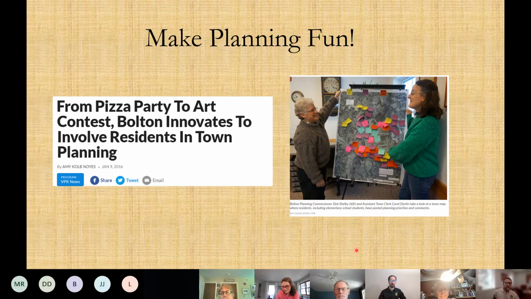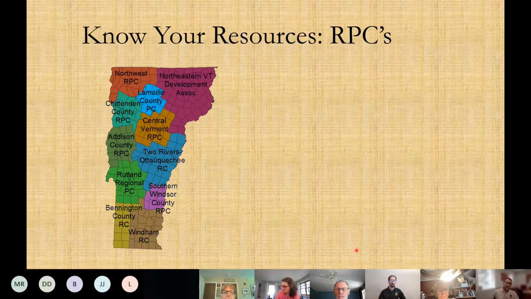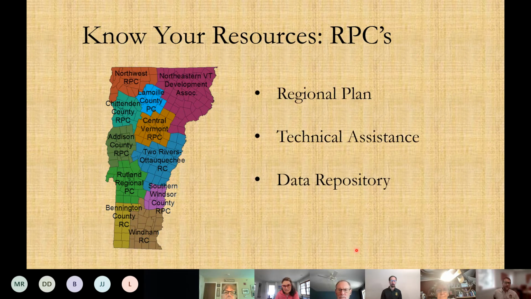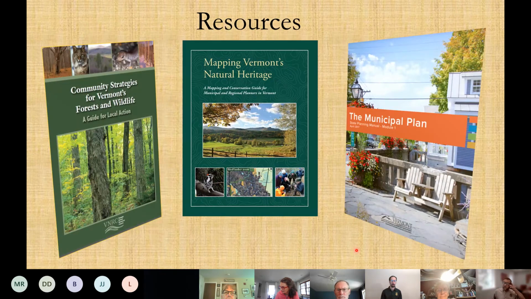Okay, another piece of advice here is using the Regional Planning Commission as a resource. The RPCs are really the premier deliverer of technical assistance and also a data repository. We'll share these examples with you, these resources: the Community Strategies from VNRC, Vermont Natural Resources Council, is an excellent publication that has a chapter on each of these regulatory and non-regulatory tools. Mapping Vermont's Natural Heritage is going to tell you more about how to use BioFinder, our statewide inventory for land use planning. And then this is the planning manual from ACCD.